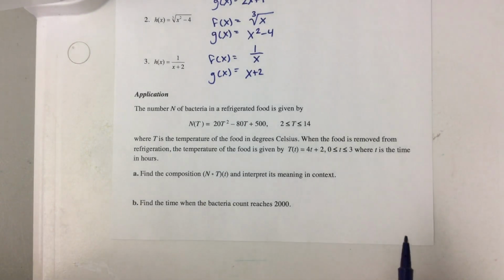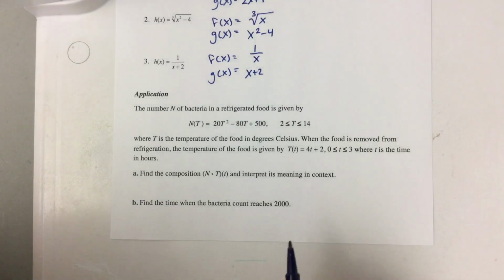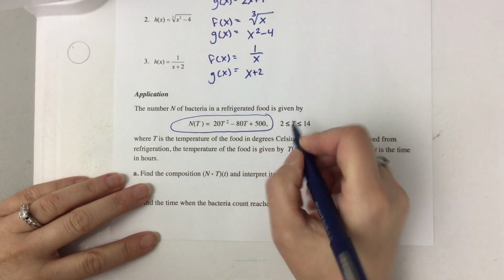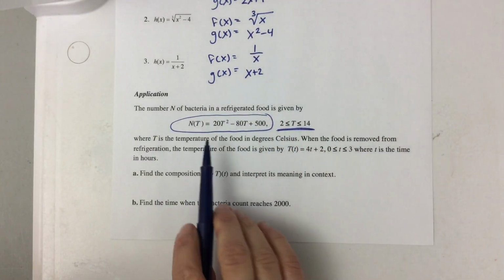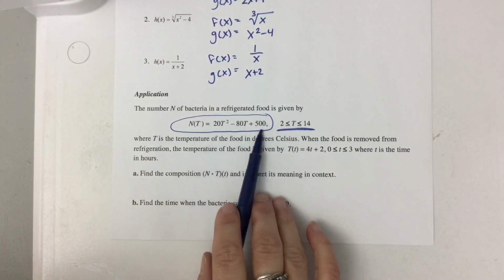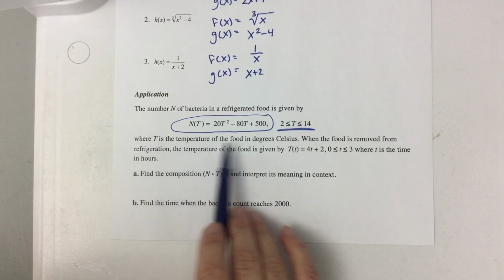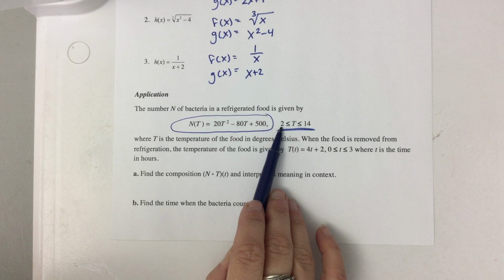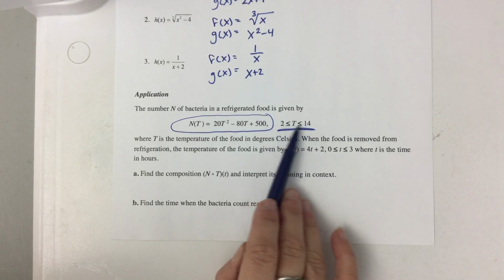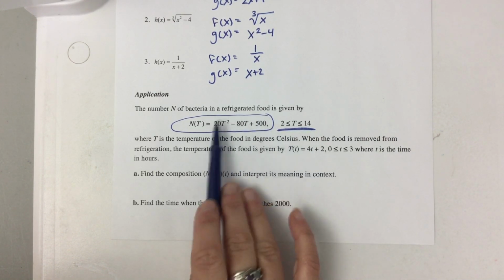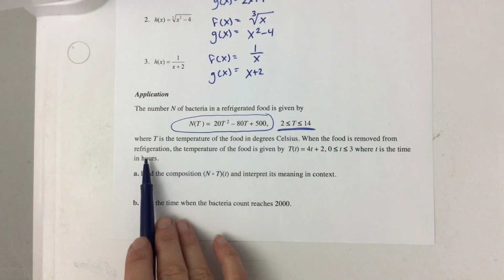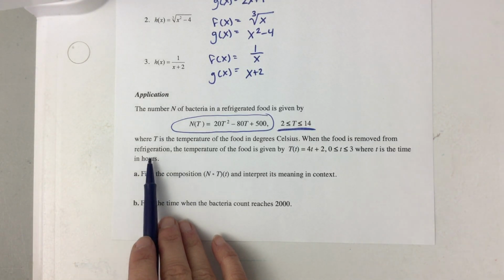The number n of bacteria in refrigerated food is given by this. And the domain, meaning this function works if T, which is the temperature of the food in Celsius, is accurate when the temperature is anything in between and including 2 and 14 degrees Celsius. This will tell you the number of bacteria that would be in refrigerated food based off of the temperature of the food.